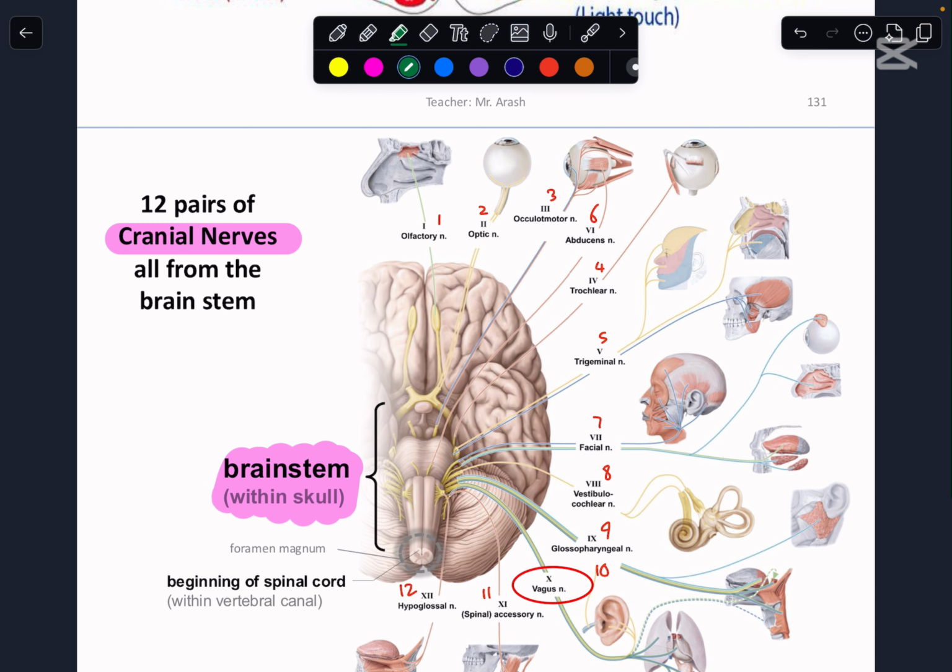I'm going to highlight them. I want you to know the ones for your eye, which are 2, 3, 4, and 6. All of them have to do with your eye. Now, the optic nerve is number 2. So make sure you know that's the optic nerve. That's the one that essentially allows you to see.